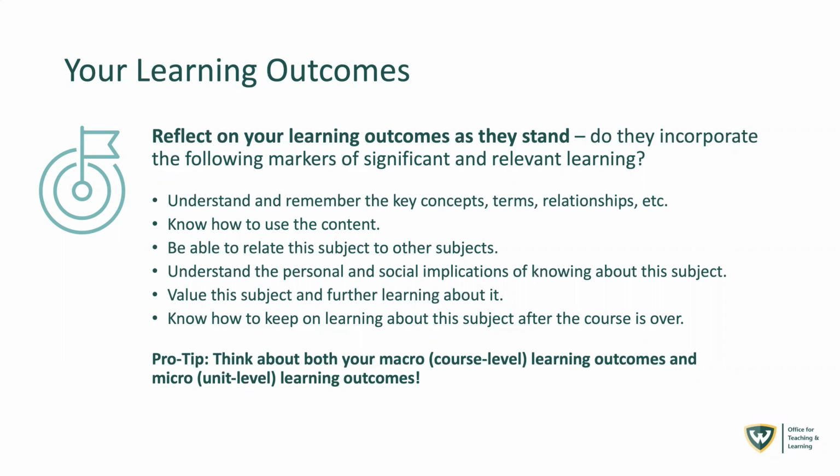You want to make sure your learning outcomes include some aspect of understanding or remembering key concepts, terms, or relationships. Also, the students should know how to use the content, right? So connecting the how and the why. You also want your students to be able to relate this subject to their other subjects or classes. Students should be able to understand the personal and social implications of whatever course they're taking.